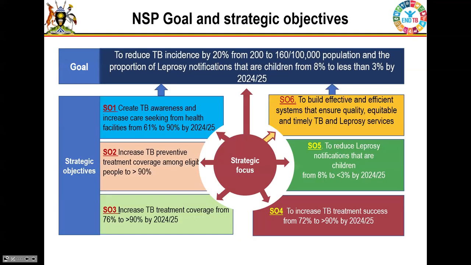So when we started in 2019, we agreed on a certain number of objectives. And these are what you see here. They are six in number. But the most important one that brings us here is objective number six, that looks at building effective and efficient systems that ensure quality, equitable, and timely TB and leprosy services. So in that case, that's how we managed to go to the community.